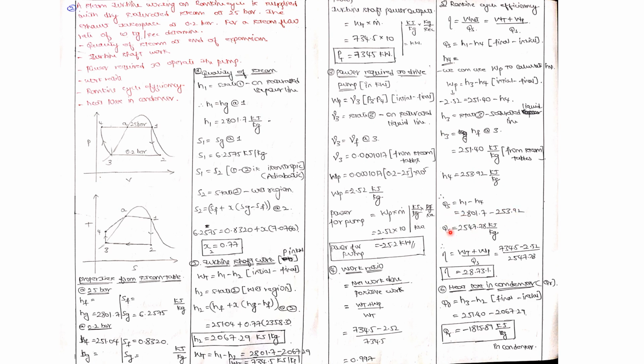Now, how do you calculate the heat lost in the condenser? Where is the condenser? 2 to 3 is your condenser. Heat lost in the condenser is final minus initial, so h3 minus h2. You know the value of h3, you know the value of h2. Substitute it and you will get the heat lost in the condenser. It is negative because it is heat lost. Hope you understood the problem. After this you can try this particular problem and submit it as an assignment. If any doubts, you can just call me up.